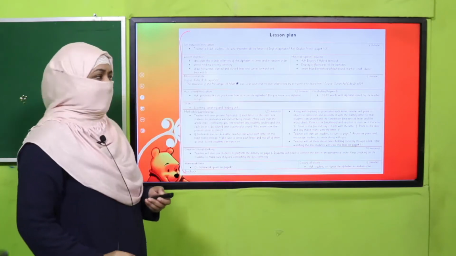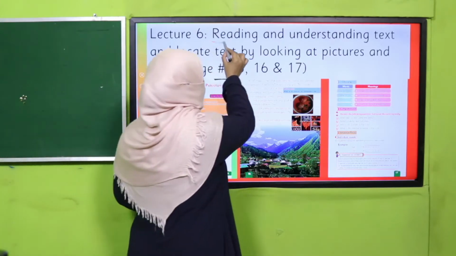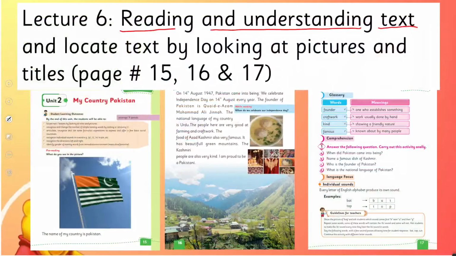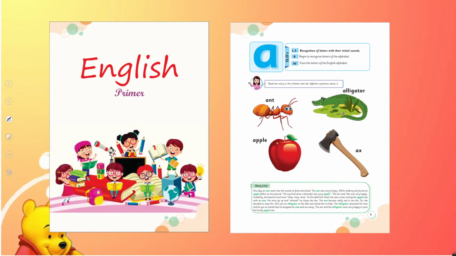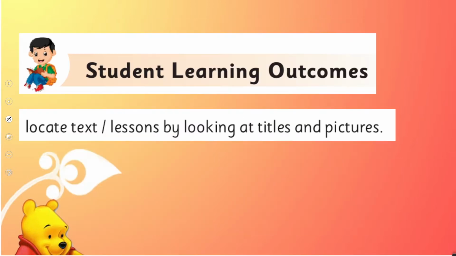Yes, my dear students, today we'll continue reading and understanding the text, and we'll again locate text by looking at pictures and titles. We'll cover page number 15, 16 and 17 of your book. Before this, as I told you, you are familiar with the text and pictures together, and today we are going to practice it further, and we locate text by looking at titles and pictures. This is our today's SLO.